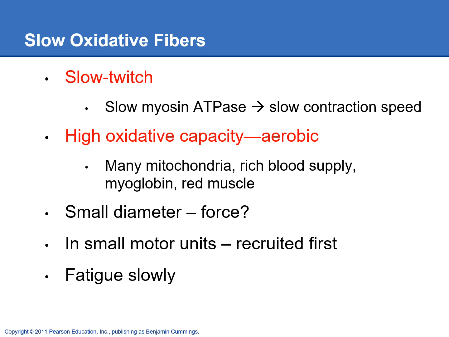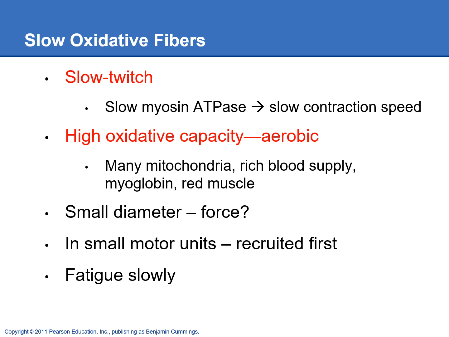The slow oxidative fibers, they are slow twitch. The myosin ATPase has a slow contraction speed. They're oxidative, meaning that they're going to use aerobic respiration, their mitochondria, to make most of their ATP. So they've got a really big blood supply and lots of mitochondria. They do have myoglobin to store oxygen, and so this will be the dark meat. They do have a small diameter, which means they're not going to generate as much force. They're in the small motor units, so they're going to be recruited to contract first, and they fatigue slowly.